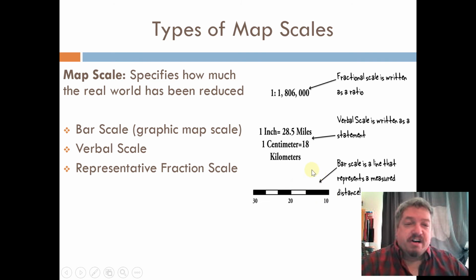You might see a verbal scale. 1 inch equals 28.5 miles, or 1 centimeter equals 18 kilometers. And then you would just take a ruler and measure on the map. Oh, it's 5 inches? Well, 5 times 28.5.